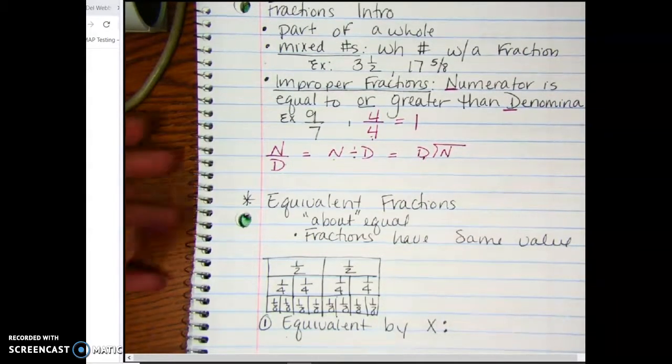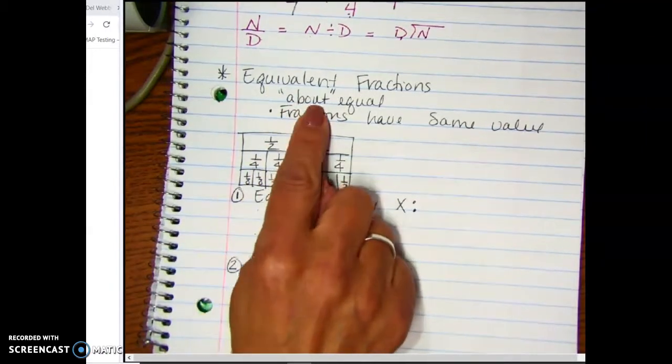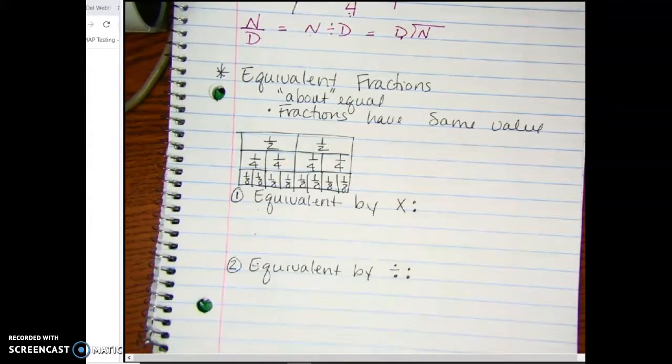So we're going to start with equivalent fractions. We're going to start with a review, actually, because this is something you've already learned. So equivalent fractions, equivalent means it's about equal. What do I mean by that? Well, the fractions have the same value. So let's see how that works.